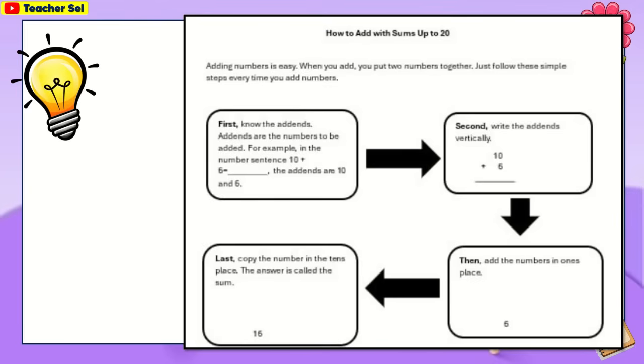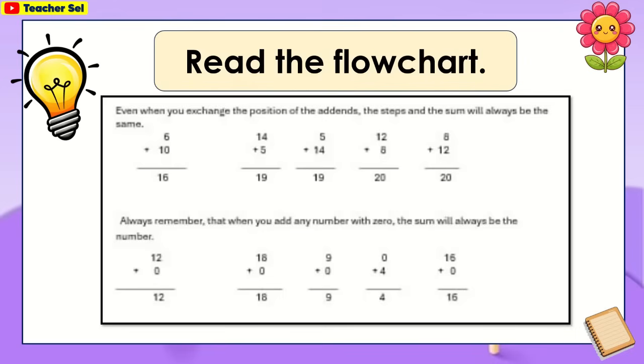Second, write the addends vertically. 10 plus 6. Then, add the numbers in ones place. Last, copy the number in the tens place. The answer is called the sum. Read the flowchart. Even when you exchange the position of the addends, the steps and the sum will always be the same. Always remember that when you add any number with 0, the sum will always be the number.